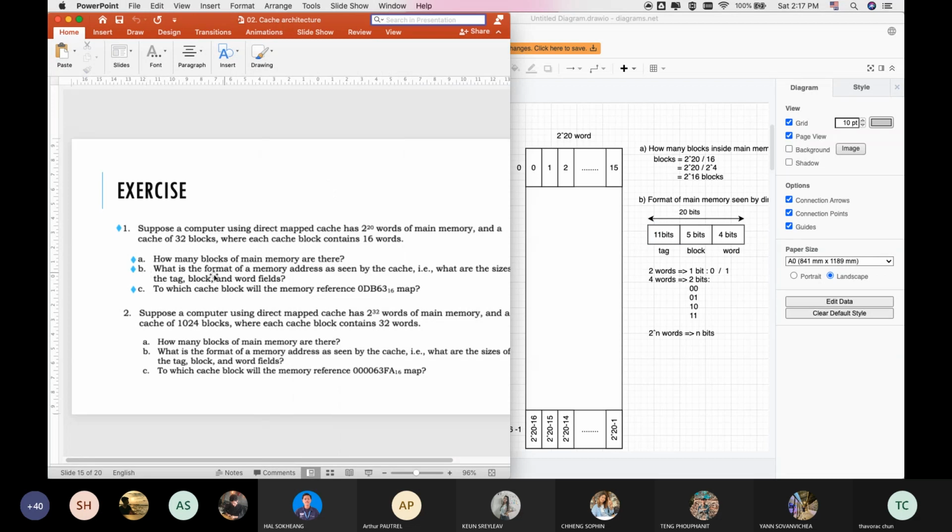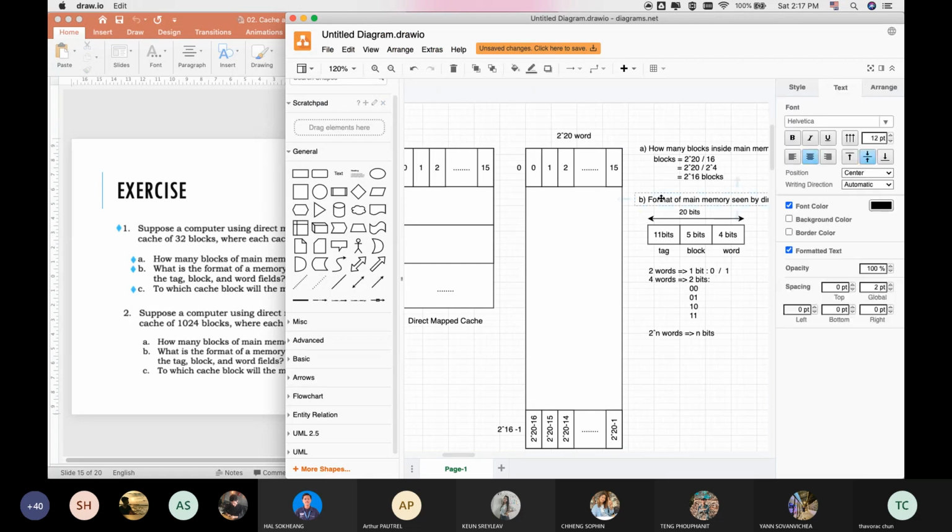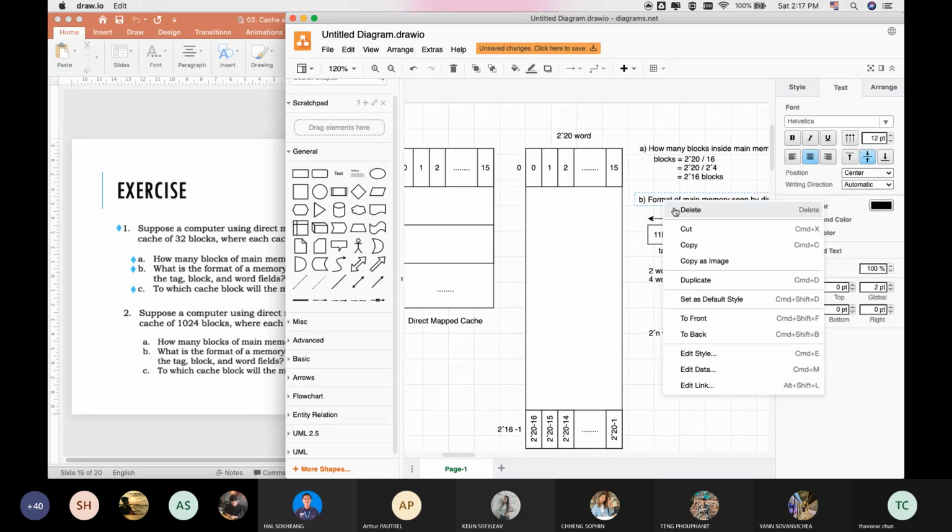Okay, so here is the answer of question B. And then the question C. Question C.